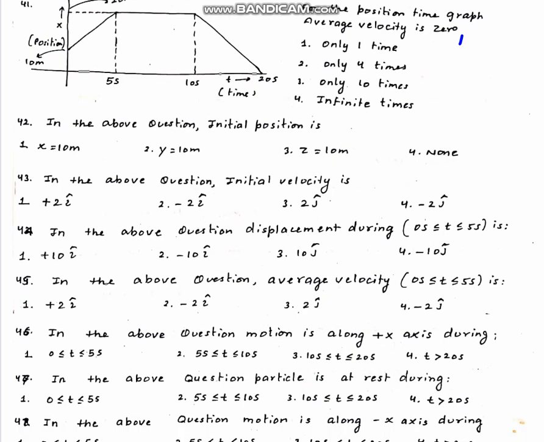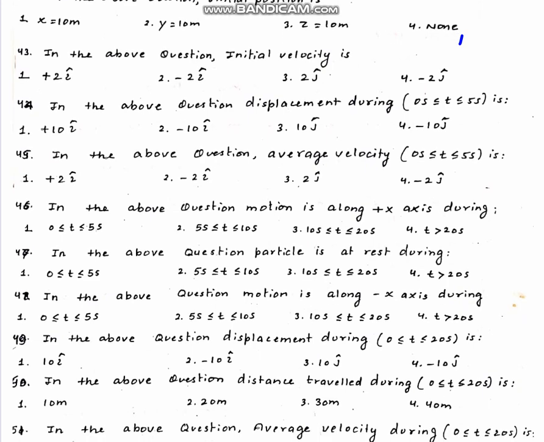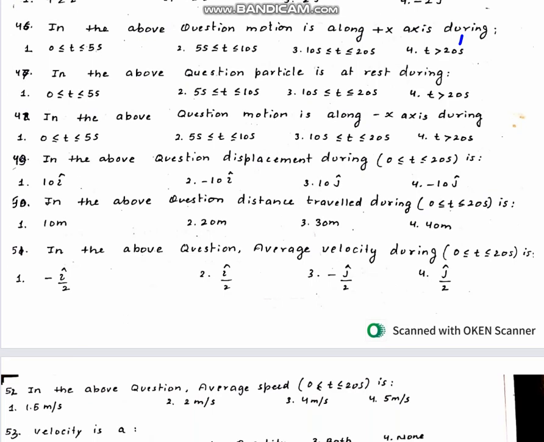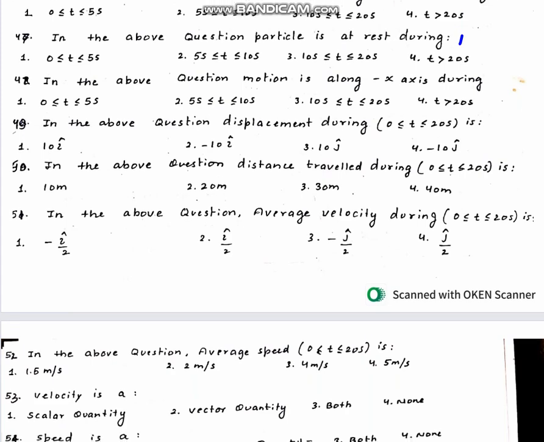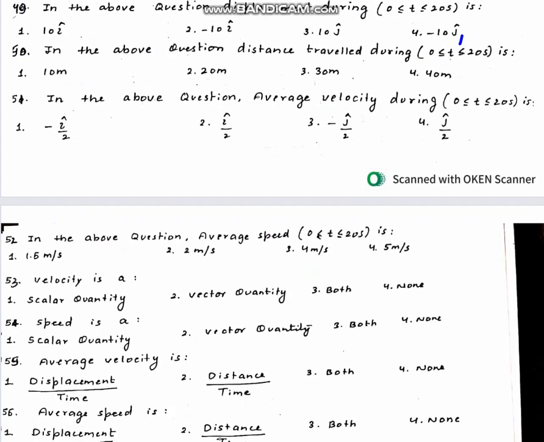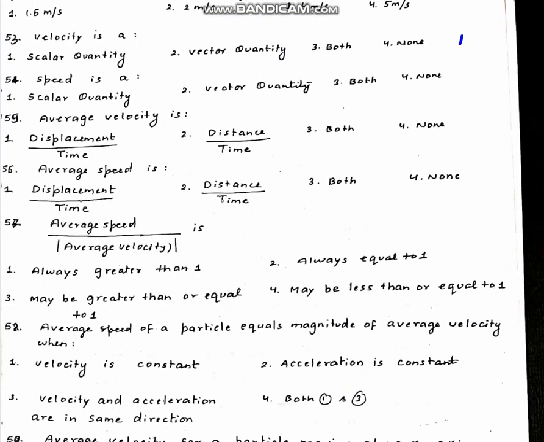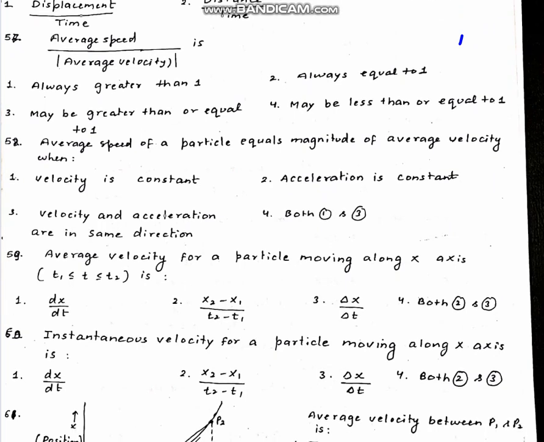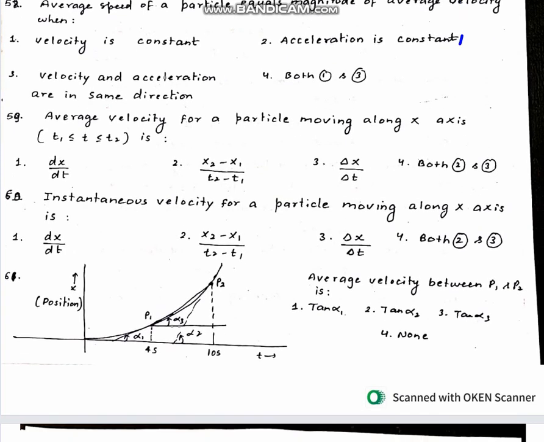Then we have to find certain things related to the graphs: initial velocity, position vector, average velocity, displacement. All of these things are concerned, and we have to analyze when it is at rest, when it is moving along negative x-axis, when along positive x-axis, distance traveled, average velocity, etc. we have to describe. Then we have average speed, then we have velocity and speed, then the concept of the ratio of them. Then we have under what condition they are equal.